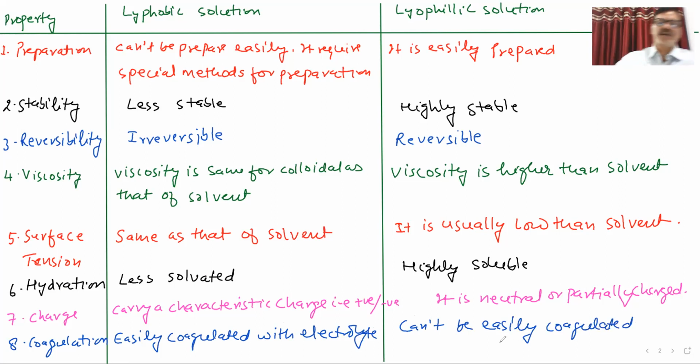So these are some points of difference between the lyophobic and lyophilic. Colloidal lyophobic means it is having phobia with water or with polar solvents, and lyophilic means it is having affinity towards the water or other polar solvent. After this, we will discuss some examples.